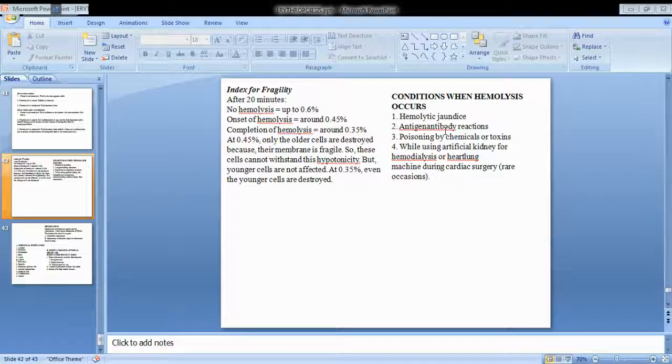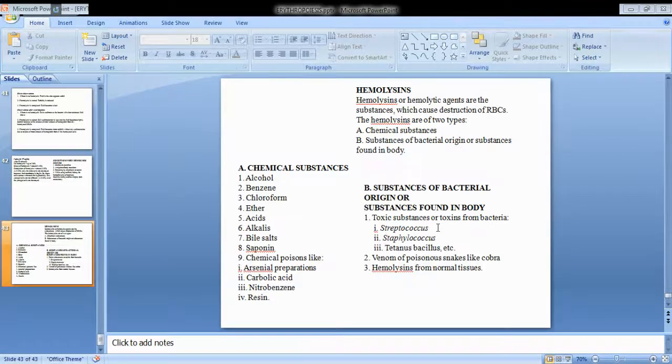These are some of the conditions: hemolytic jaundice, antigen-antibody reactions, poisoning by chemicals or toxins. When you are using artificial kidney dialysis, hemolysis can take place during these conditions. So we should ensure that the blood does not get hemolyzed during these conditions. Hemolytic jaundice happens because of hemolysis. Okay, so these are some of the conditions.